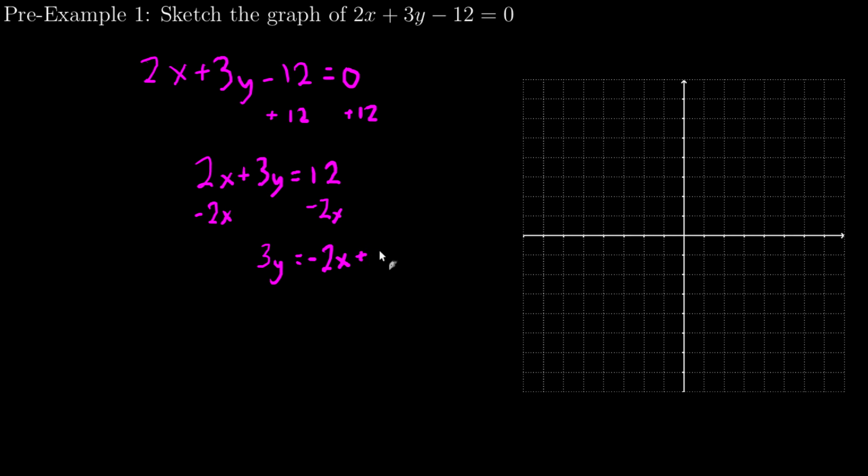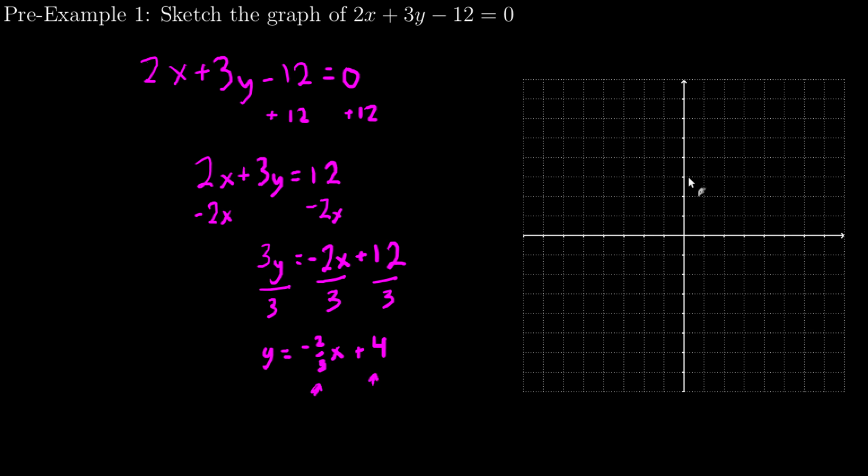I could write this as 12 minus 2x, but that's a little bit further from slope-intercept form, so I'll write this as negative 2x plus 12. And then I'll just divide everything by 3, and I'll get my slope-intercept form, y equals negative 2/3 x plus 4. And so right here we have our slope, we have our y-intercept.